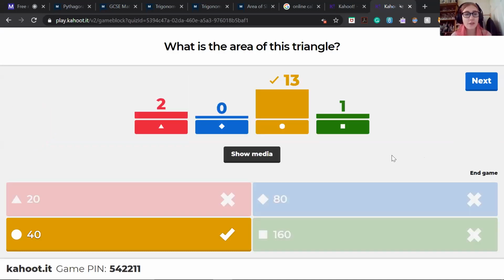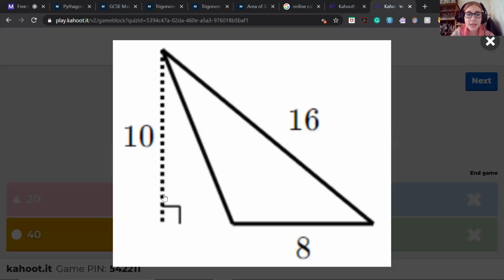Perfect. Almost everybody got that. Yeah, so it was just, look at the media, half times the base times the height, so half times 8 times 10. Fantastic.